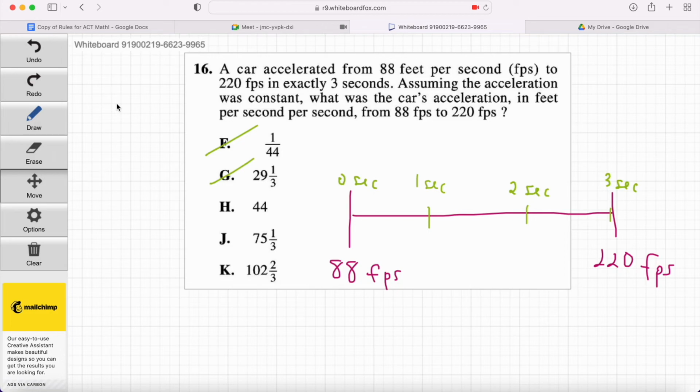Okay. So 44 times 3 equals 132 plus 88, which is 220. So that's a fair answer. That looks pretty good, right? But if that works, how is it going to be J or K? It can't. It can't be J or K. Does that make some sense? Yeah, because those are way too big. So it's got to be H, and it is.